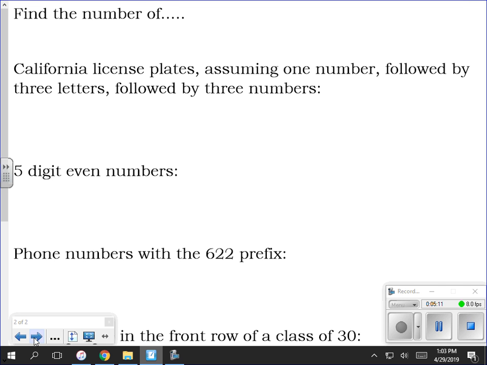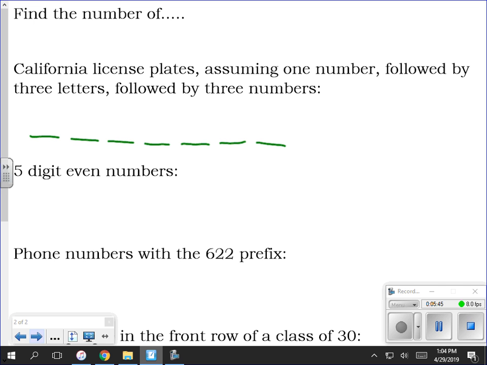So, California license plate, assuming one number followed by 3 letters followed by 3 numbers. So I have 7 spaces to fill: 1, 2, 3, 4, 5, 6, 7. Now, like I said, I'm not going to limit myself. No zeros, no O's. We're going to just assume that everything's available and none of the special symbols like hearts and little hands. Okay? So, one number.